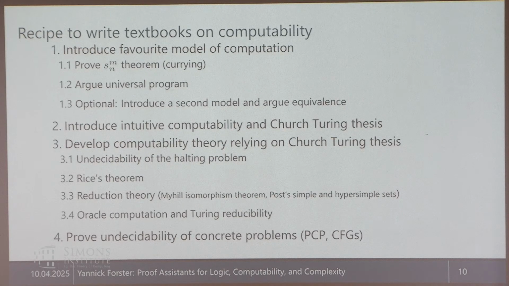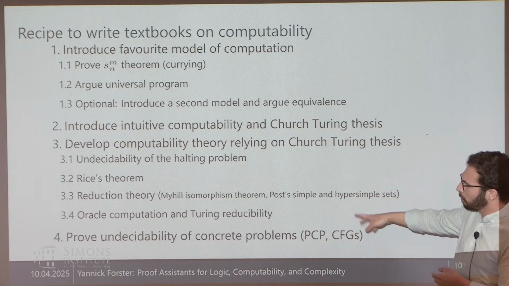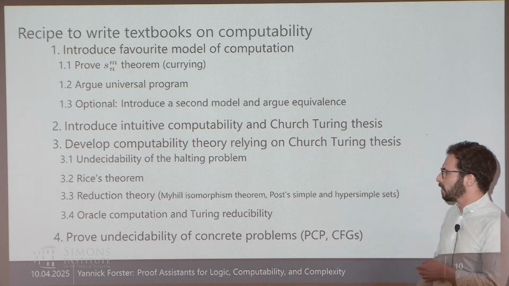They never talk about the models again. Whenever they need a computability proof, they appeal to intuition. That works super well. That's a super good model for teaching because students have an intuition. That's a super good model for publishing research papers, because you focus on the math, and whenever you need a computability argument, you explain it a little bit and appeal to the intuition of the reviewers. And that works. And then they develop computability theory relying on this process: standard undecidability of the halting problem, Rice's theorem, some reduction theory, maybe some oracle computation, Turing reducibility, something like this.